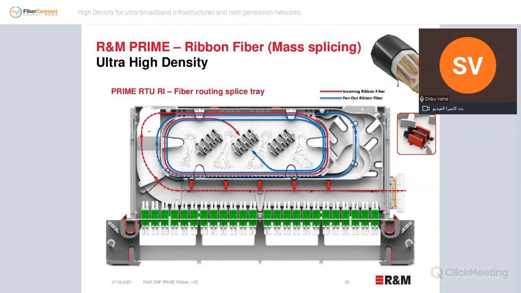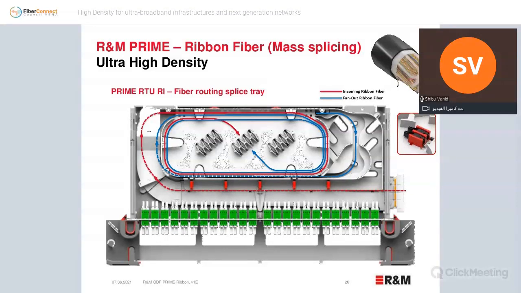So this is one of the good examples of how mass splicing can be done in a high density application, wherein you have 2000 fibers or sometimes even 1500 fibers in a rollable ribbon fiber. We are able to splice it in this kind of high density ODF without any hassles.